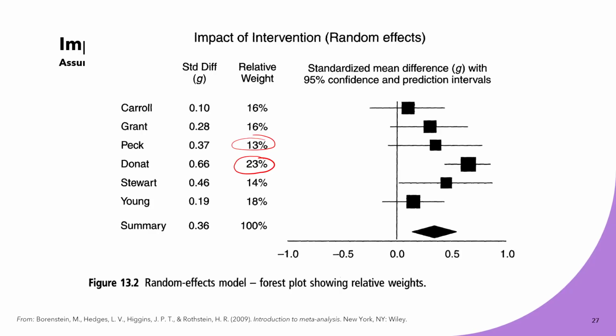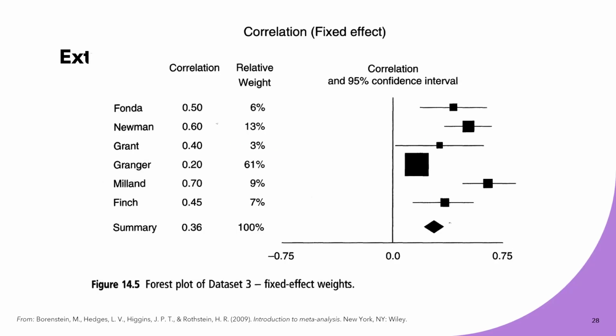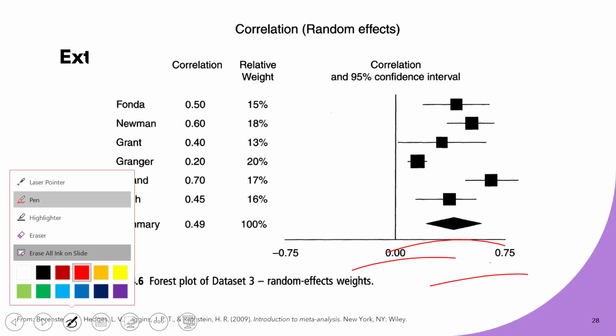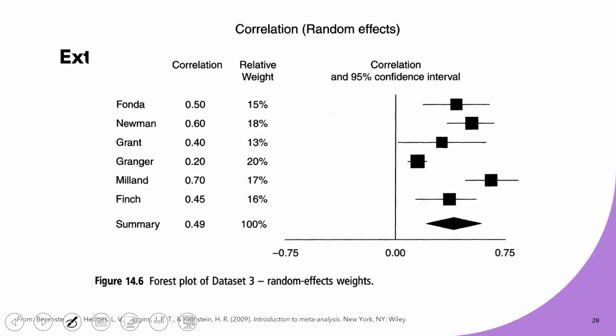Now the random effects mean is going to be much closer to the center of all of these, and you can see that in this example it's true. Okay. In an extreme version, you might see something like this. Look at Granger's 61% on the fixed effects version. And you know, the mean value is even lower than all the other effects that you see in the particular model. There's the random effects version, and the mean is moved back over to the right. So it's representing the studies much more equivalently.